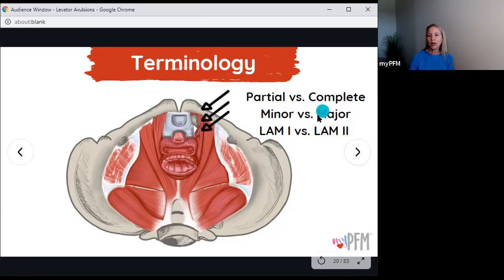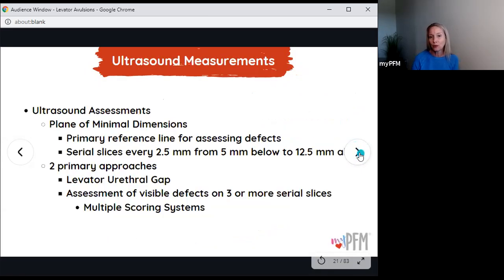And then we're going to terminology. So there's different, even in the literature I'm going to share with you today, you're going to see all 3 of these classifications of levator avulsions. So some people call them partial versus complete. Some people call them minor versus major. Some people classify them levator ani muscle injury type 1 or type 2. So you have variations out there. So when you're reading the literature, just understanding that there's different ways of classifying avulsions.